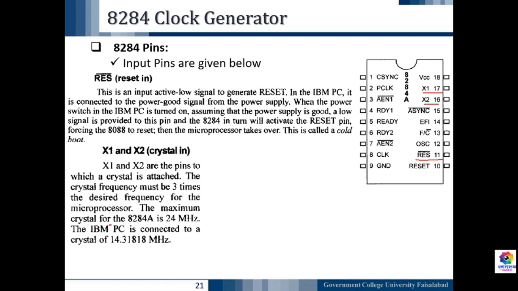The maximum crystal frequency for the 8284A is 24 megahertz, while in the case of the IBM PC, these pins are connected to a crystal oscillator of frequency 14.31818 megahertz.